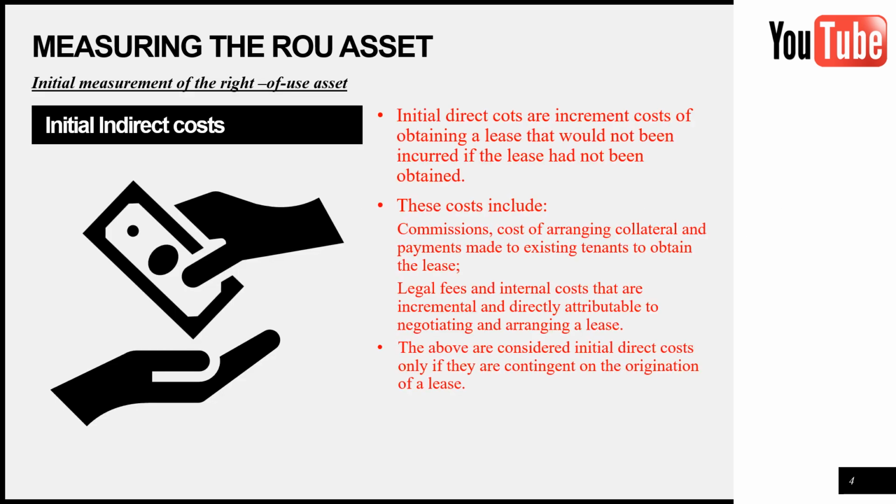Initial direct costs are incremental costs of obtaining a lease that would not have been incurred if the lease had not been obtained. So this cost includes commissions, cost of arranging collateral, and payments made to existing tenants to obtain the lease, any legal fees and internal costs that are incremental and directly attributable to negotiating and arranging a lease, and the above are considered initial direct costs only if they are contingent on the origination of the lease. Right, so this forms initial direct costs.